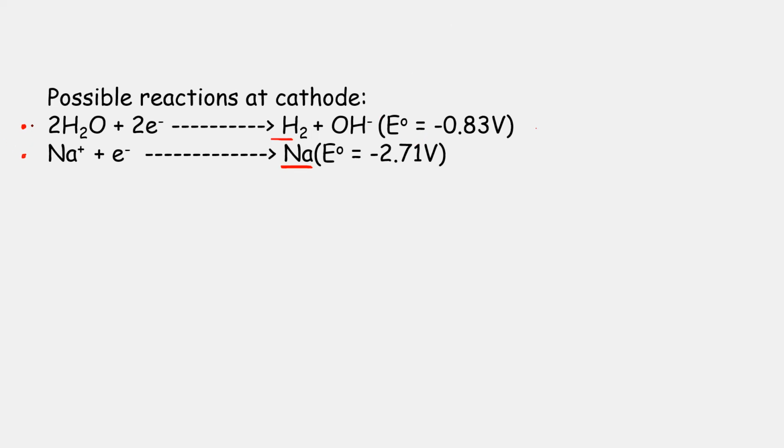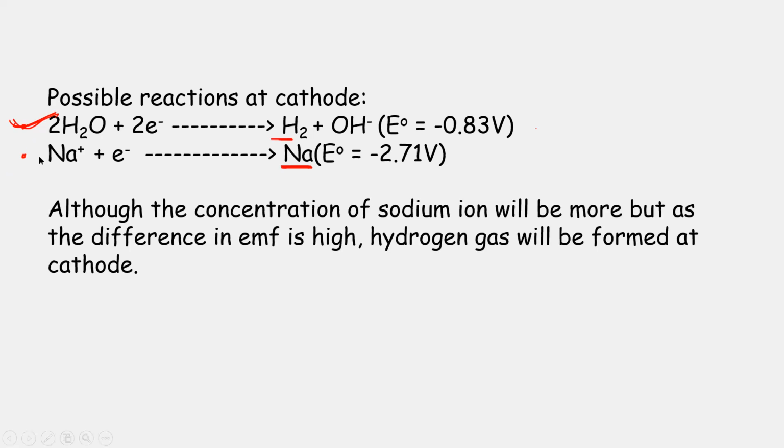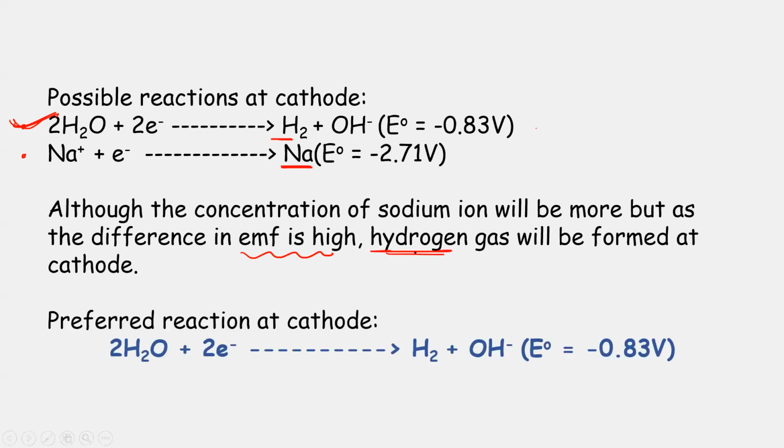So if the EMF difference is very high, what will happen? The H2O reaction will take place. Although the concentration of sodium ions may be more and they can move faster, the EMF difference is very high. So hydrogen gas will be formed at the cathode, and this is the preferred reaction at the cathode.